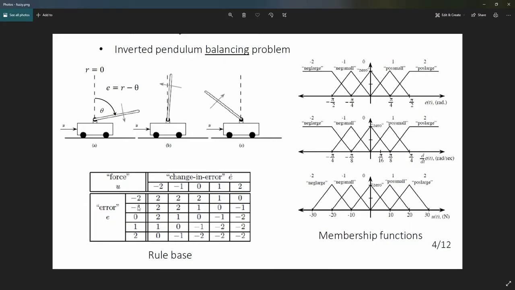Suppose that in the case that error is minus 1 and change of error is minus 2, the output will be 2, and 2 is positive large group. It is a fuzzy set. It isn't a value yet. So how do we calculate to give the output as a value? This is what we call defuzzification. Before we do defuzzification, we have to do inference and matching first. So let's take a look together at how the process is going to be.